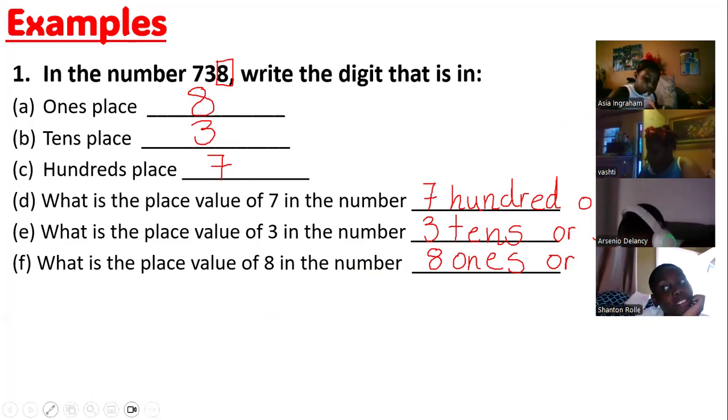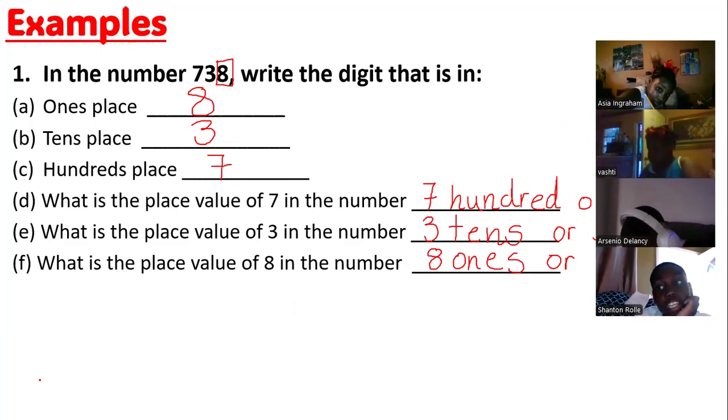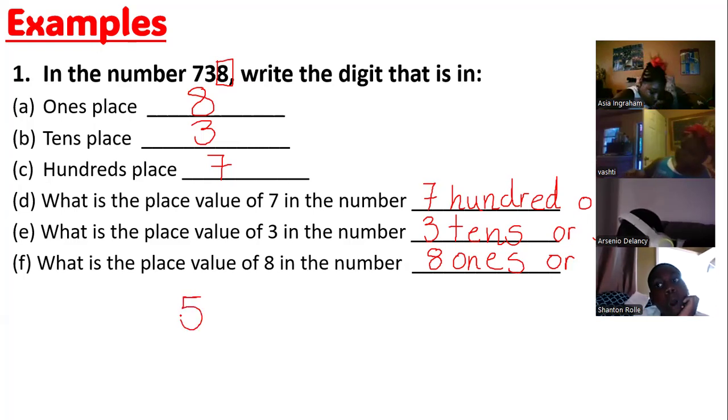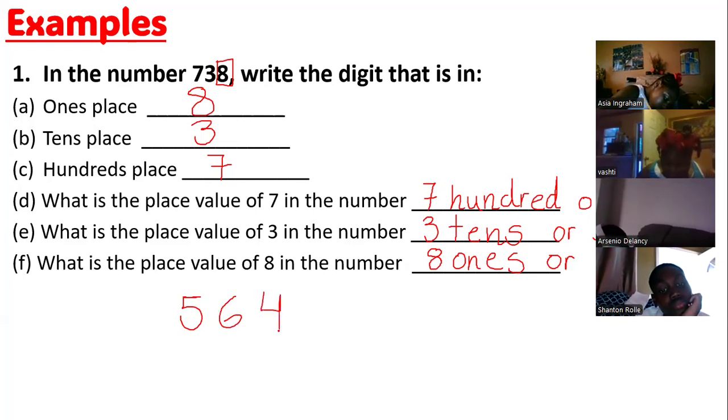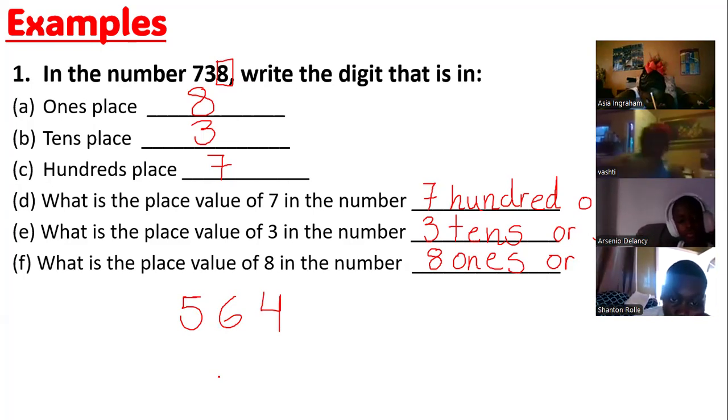Okay, quick example before we go to our grade exercise while we wait on Asia. So let's say we have 5, 6, 4. Good. What number is in the ones place? 4. Very good. Which number is in the hundreds place? 6. No, I said hundreds. 5. Exactly. And which number is in the tens place? 6. Very good.